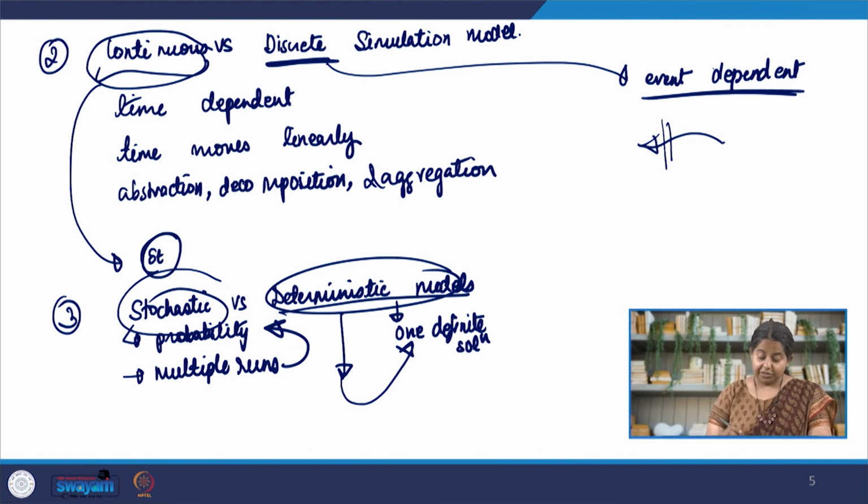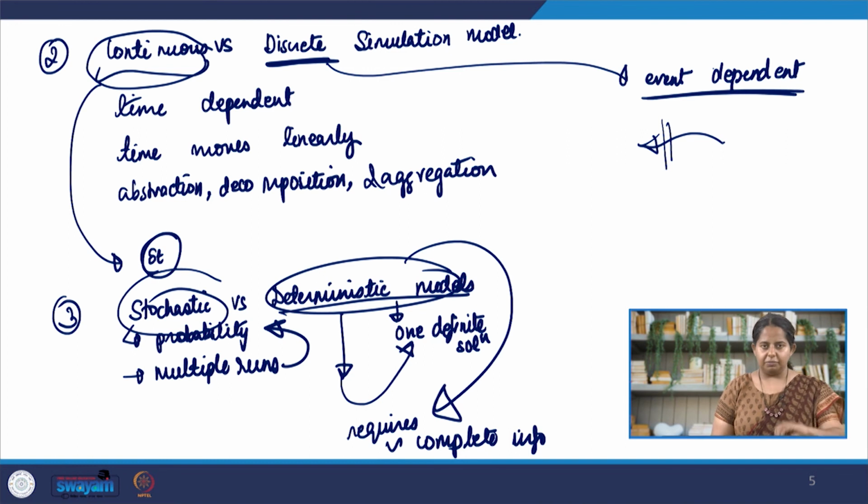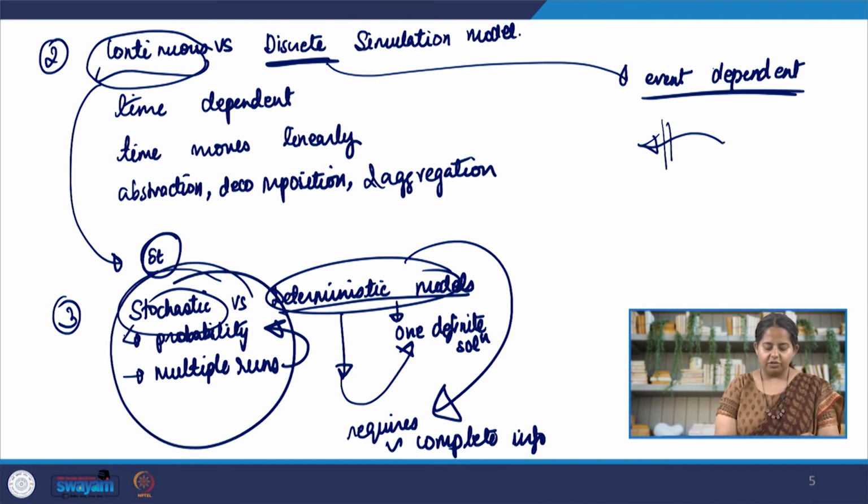Now, another feature with deterministic model is that we only can use deterministic model where we have all the information about the system. So it requires complete information or near complete. So we should know all the parameters, we should know the exact location at a given time. So the initial conditions should be extremely clear. Stochastic models will work even when we do not know everything about the system.